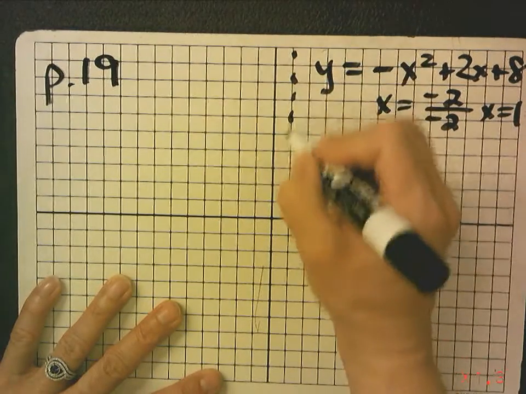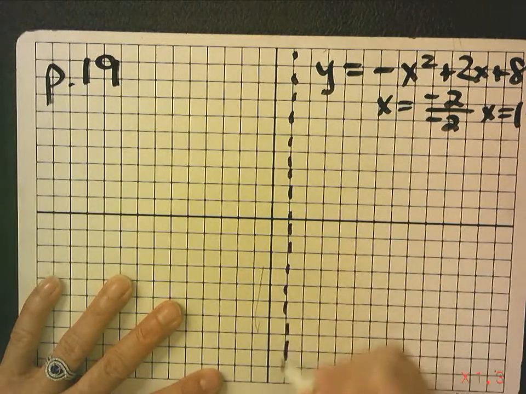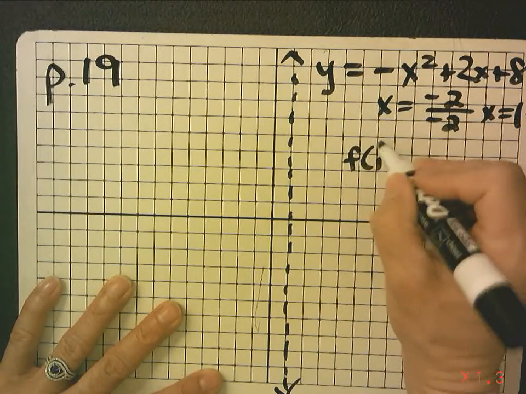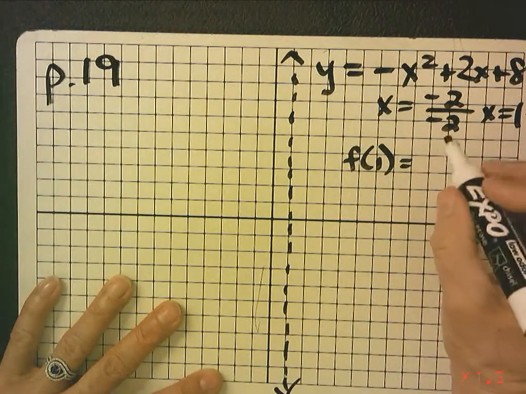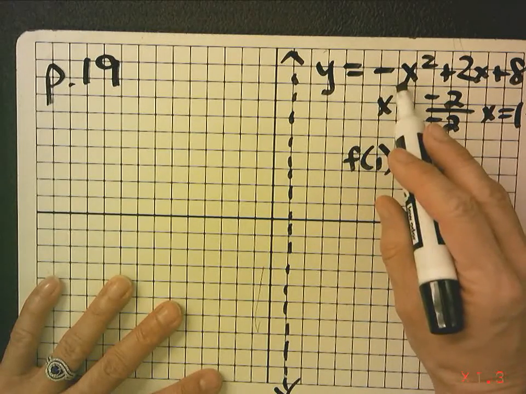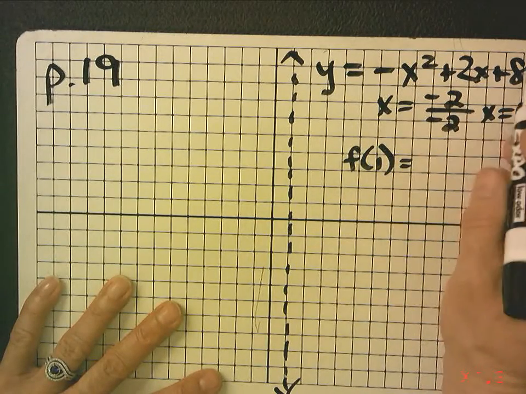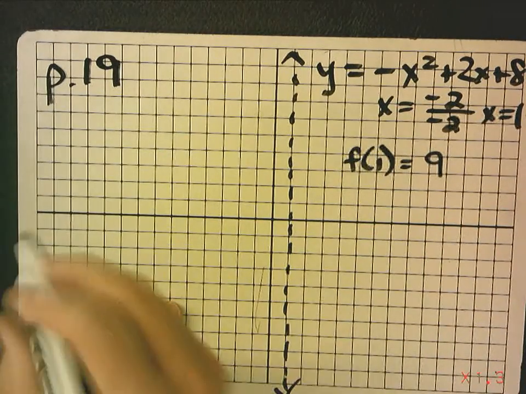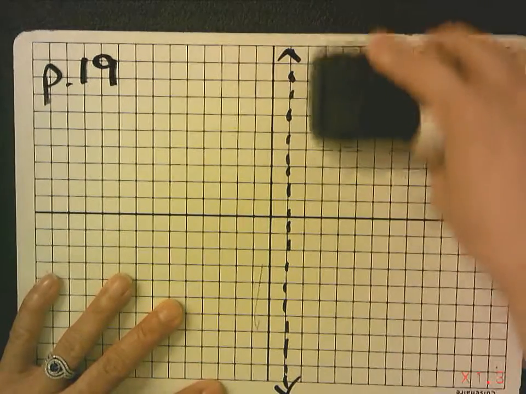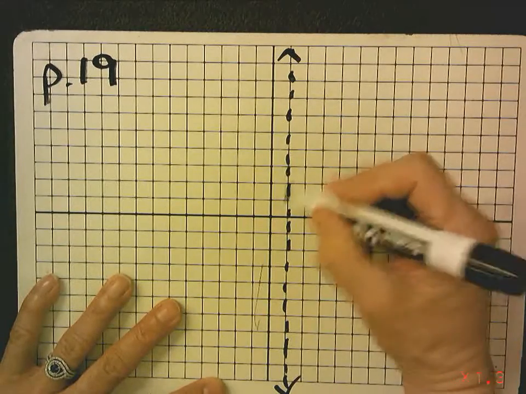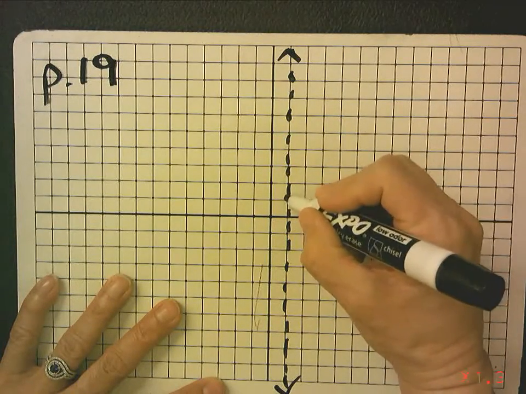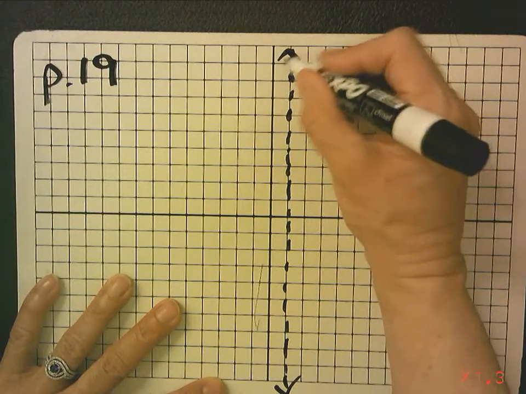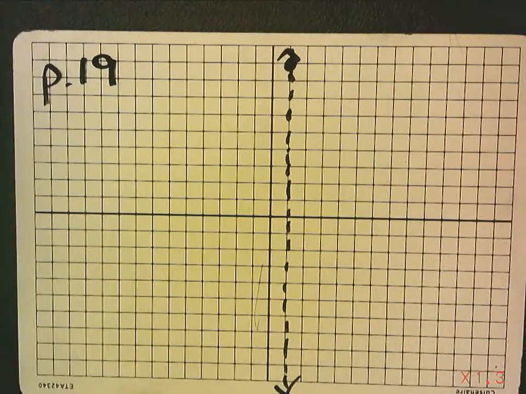So I go here, x equals 1, my axis of symmetry. And now I'm going to plug in f of 1. When I plug in f of 1, I get negative 1 squared plus 2 plus 8. So this is 9. So my vertex is 1, 9. So I go to 1, 2, 3, 4, 5, 6, 7, 8, 9. So this is my vertex.